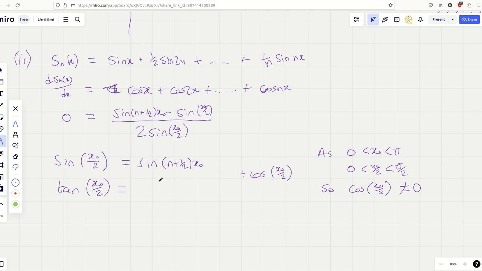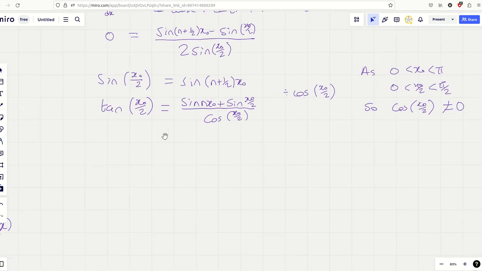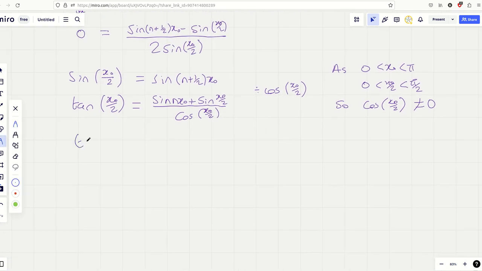And on this side, well, let's actually expand that using compound angle formulae. You're going to have sine nx0 plus sine x0 over 2. And then I'm going to be putting that over cos x0 over 2. Yeah? Okay, so what have I got here? Well, that's simply going to be, if we simplify the top, oh, hang on, what have I just done there?